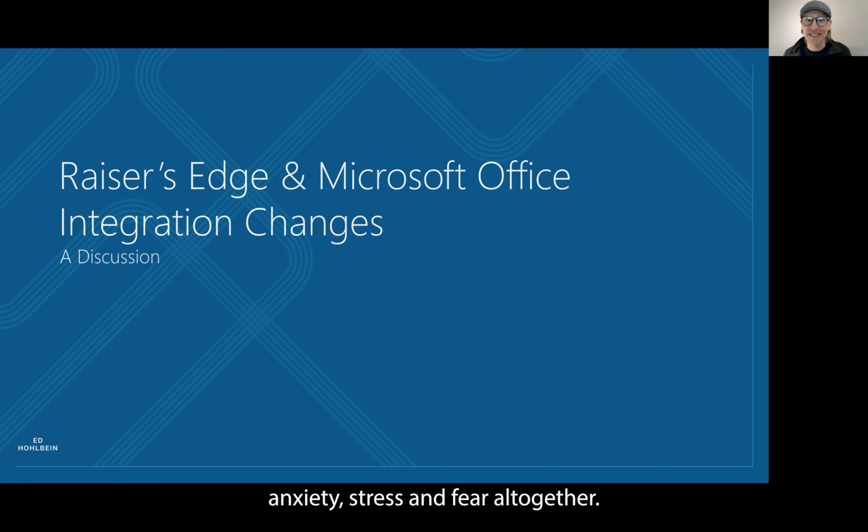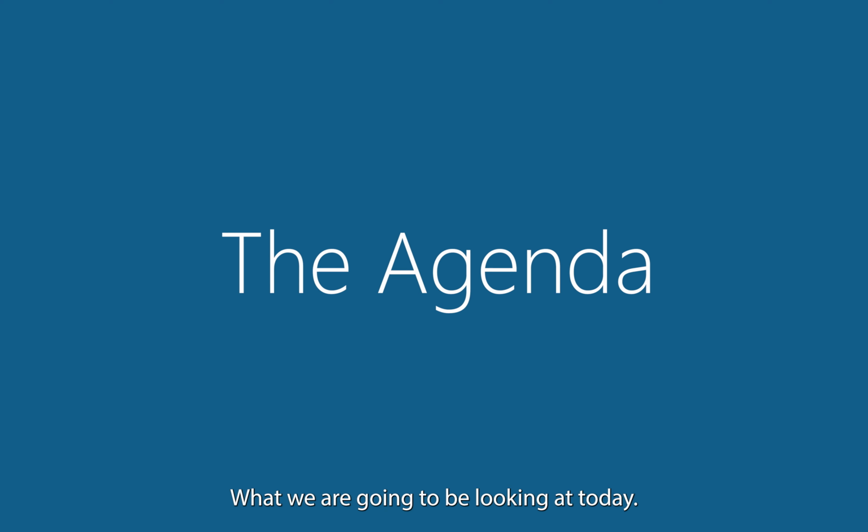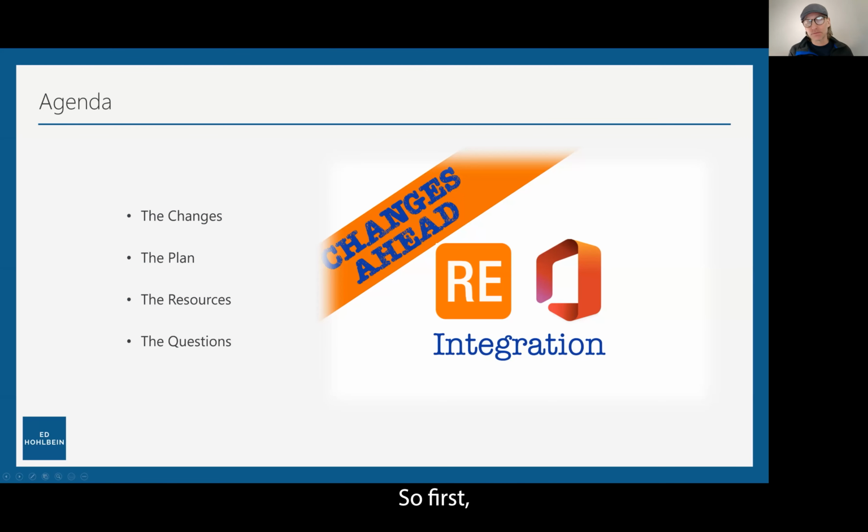So with that, let's take a look at what we are going to be looking at today. First, a good place to start is with the changes. So we're going to cover the changes that are going to be taking place. Then I'll present what I'm calling my 10-point plan. This is just 10 steps that you can follow that will have you well on your way to implementing whatever changes you choose to implement in a timely fashion.